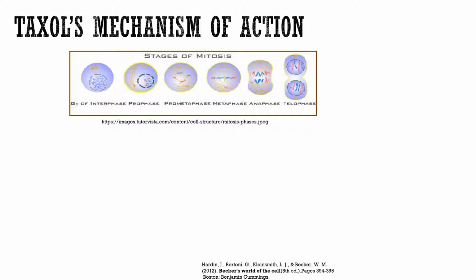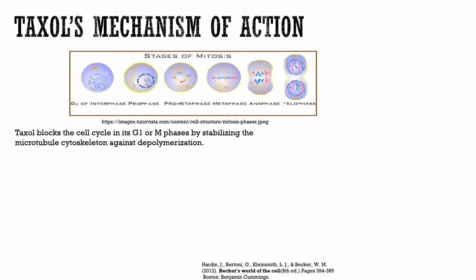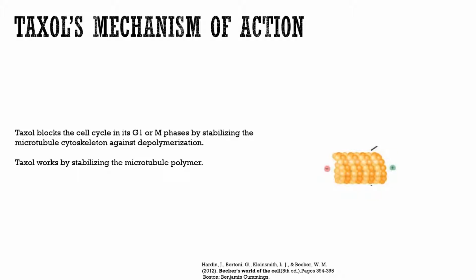division in cancerous cells. As you all know, the cell cycle consists of 4 parts: G1, S, G2, and mitosis. And mitosis involves interphase, metaphase, anaphase, telophase, and cytokinesis. So Taxol's function is: Taxol blocks the cell cycle in its G1 or M phase by stabilizing the microtubule cytoskeleton against depolymerization. Taxol works by stabilizing the microtubule polymer, as you'll see to the right.